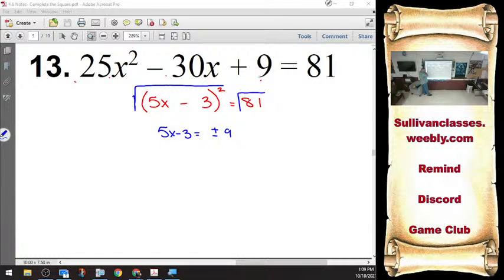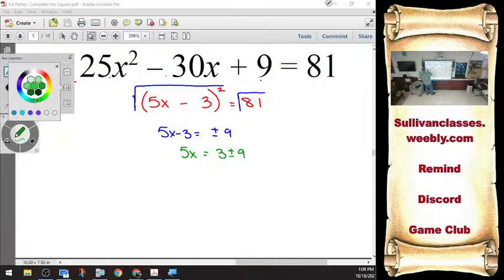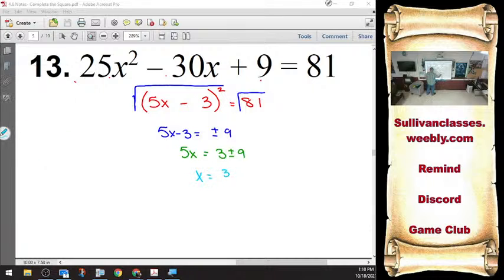Now, I can set this into two separate equations here. Is anyone okay with just ugly expressions? Like this? And then do the mental math. 3 plus 9 over 5. 3 minus 9 is a negative 6 over 5.